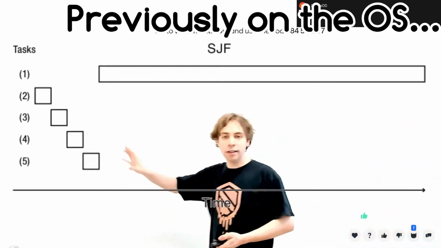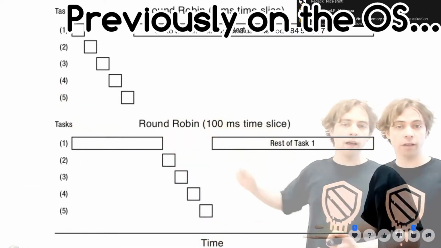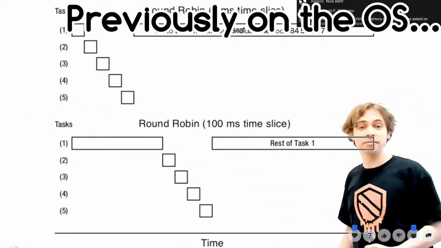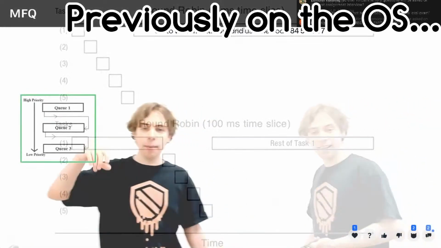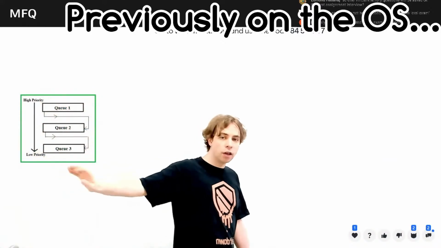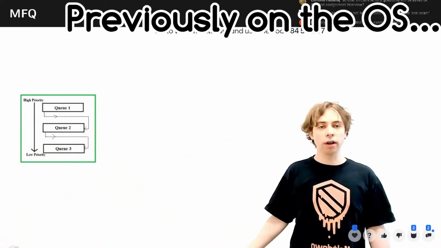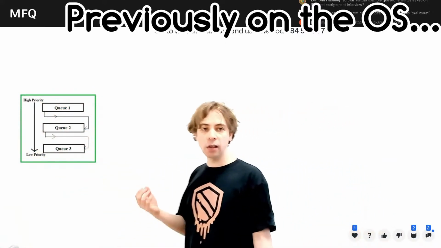We would schedule it this way. It's a round robin, it's a compromise. But a compromise can be the best thing sometimes. MFQ has multiple queues and they are ordered by priority. And each of these queues is a round robin queue.